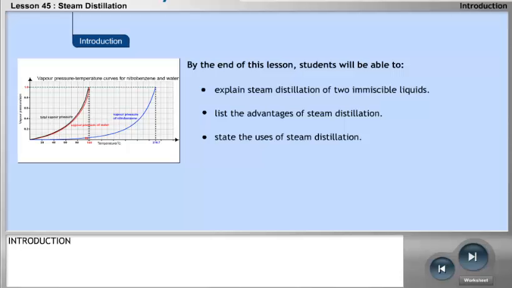Of two immiscible liquids, list the advantages of steam distillation, state the uses of steam distillation.